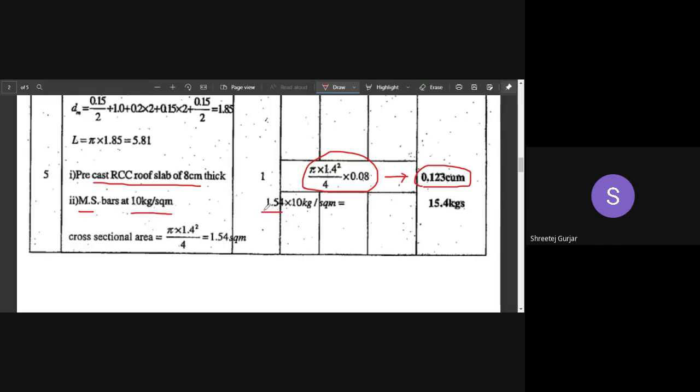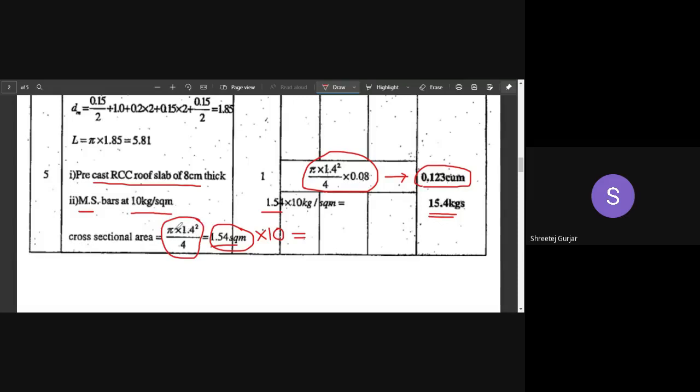So what is the square area? Pi by 4 into d squared is the square area. This square area is multiplied by 10 kg per square meter, right? So multiply that, and you will get 15.4 kgs of steel required in your RCC roof slab.